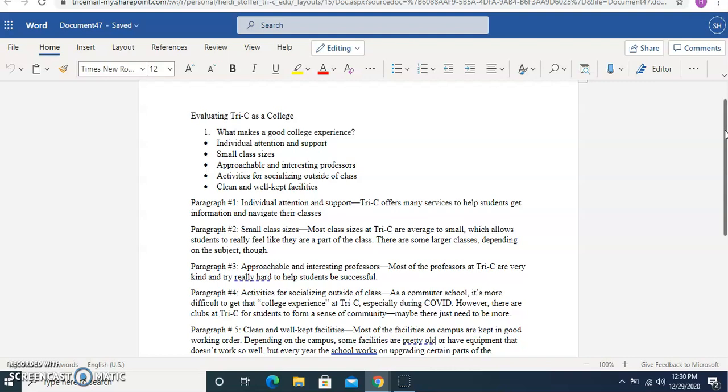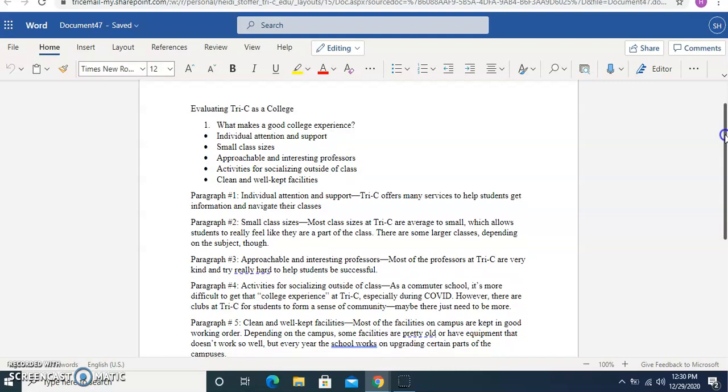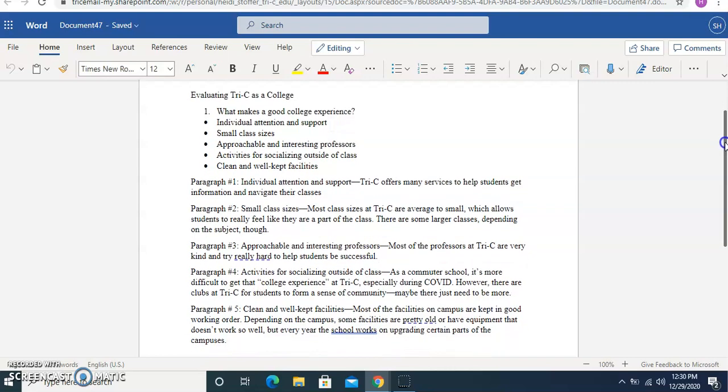So what I have below is just a general outline of what each paragraph of this essay might look like. And again, this isn't going to be the entire paragraph, but just a little summary of what I might talk about in each paragraph of the paper as I compare Tri-C to these expectations that I have.